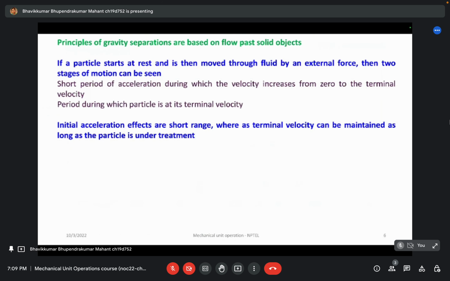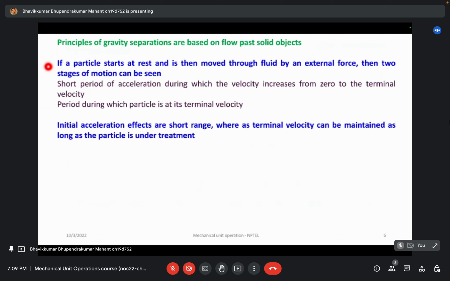Okay, that's it. Now, what are the principles of gravity separation? They are mainly based on the flow past solid objects. In past lectures we discussed the different types of force acting when flow passes solid objects, and when solid particles are immersed in liquids. This kind of lecture we already covered. That's why we have the terminal velocity concept in mind to solve similar examples, because here also we are dealing with solid particles as well as liquid.